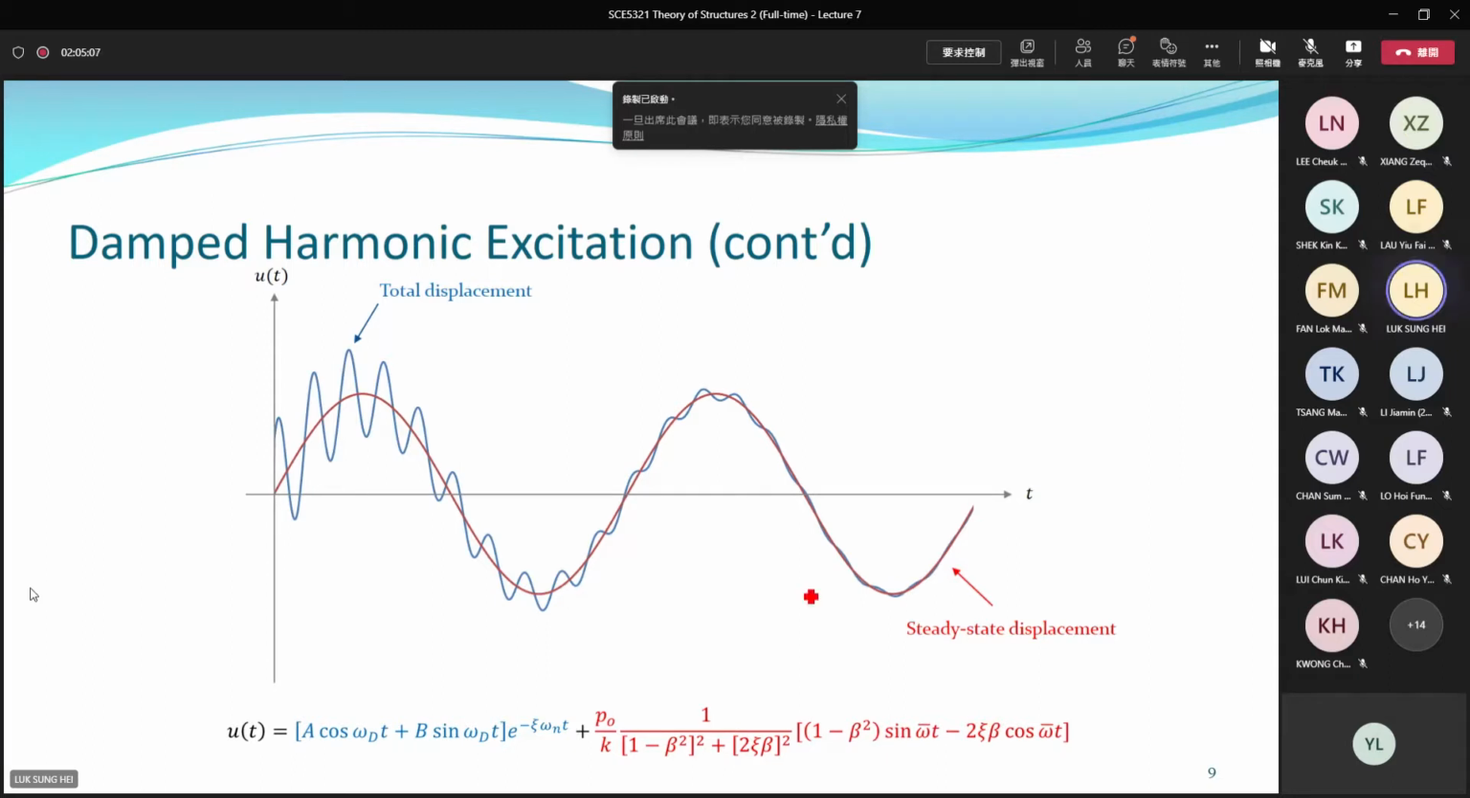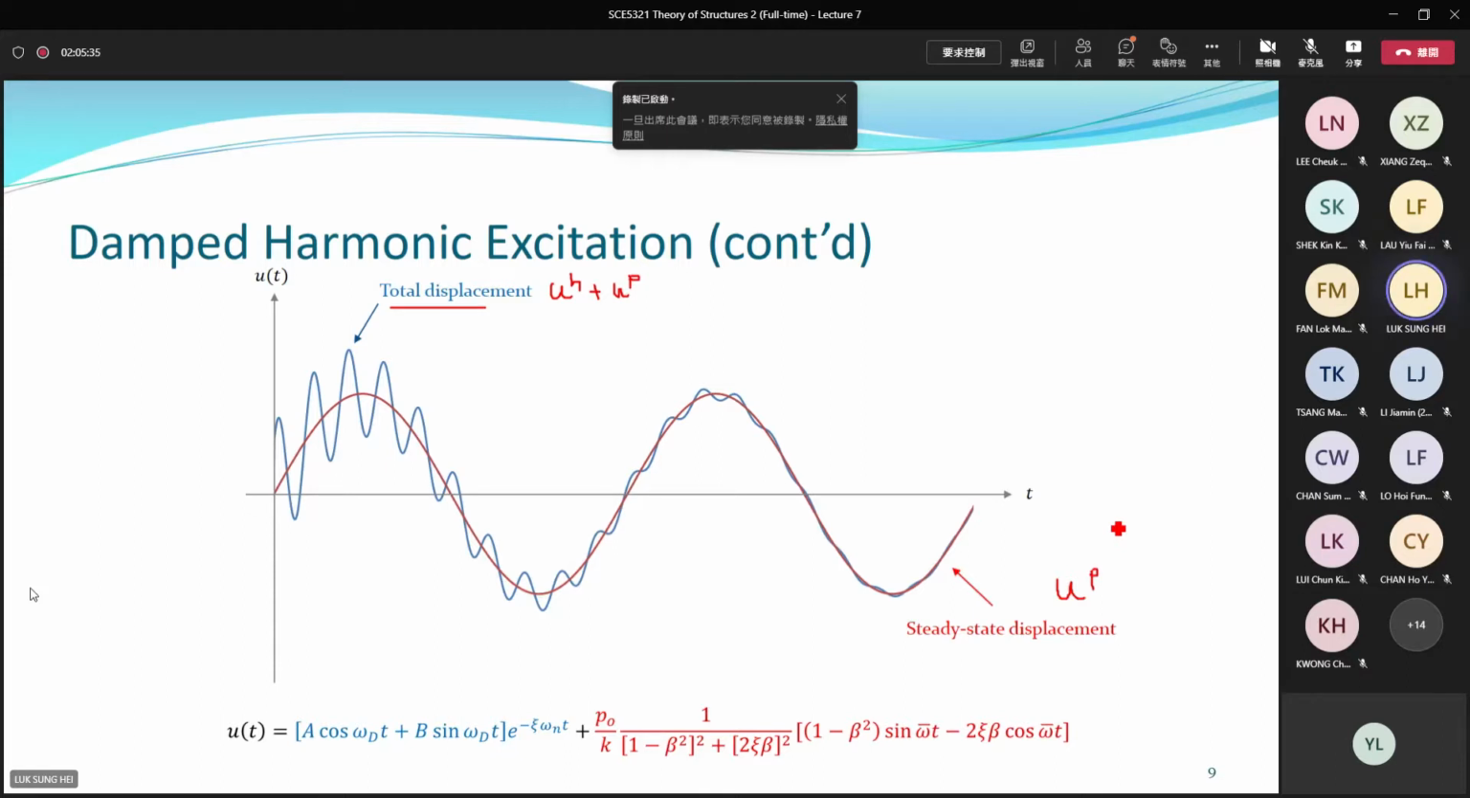This page gives you the graphical meaning of our total displacement. This graph shows you two curves. The blue one is the total displacement, with the consideration of the homogeneous part and the particular solution. The red one only considers the particular solution.